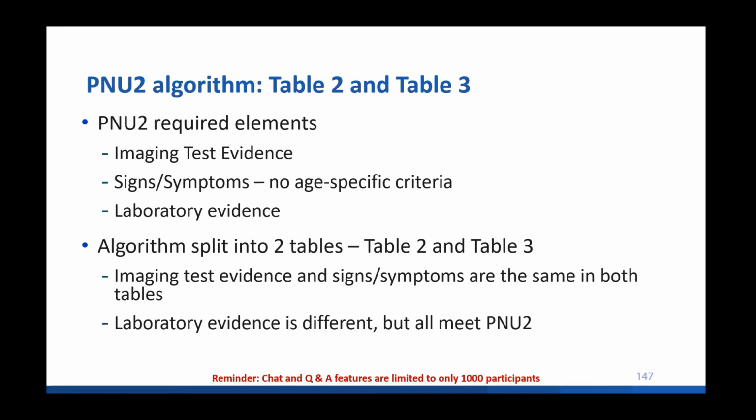Pneumonia 2, which is located in Tables 2 and 3, includes laboratory test evidence in addition to imaging test evidence and signs and symptoms. Required elements in the infection window period are imaging test evidence of pneumonia, signs and symptoms, and laboratory evidence as defined in the laboratory column of the algorithm.